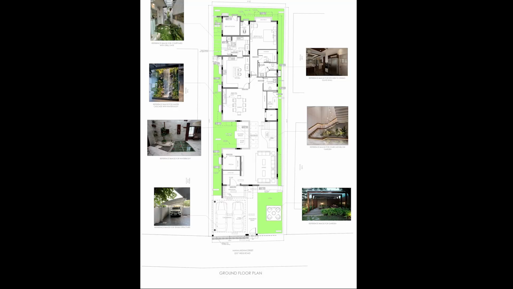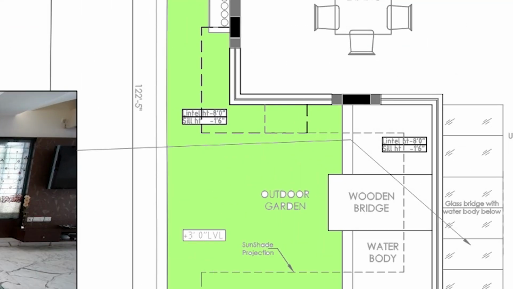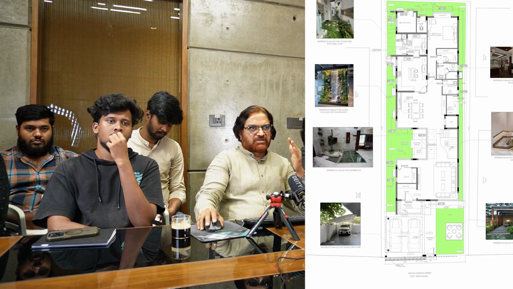So now this we are also broadcasting on YouTube so that it will be useful for other budding architects and people who are planning also. So right from the start, see, this house is, as I told you, let me give a small brief of this house. The plot size is 38 feet by 122 feet. It's about 7,500 square feet, and it's a narrow but long plot.